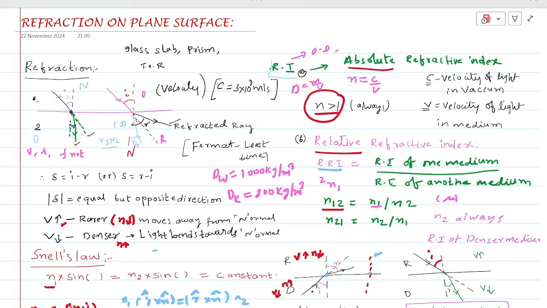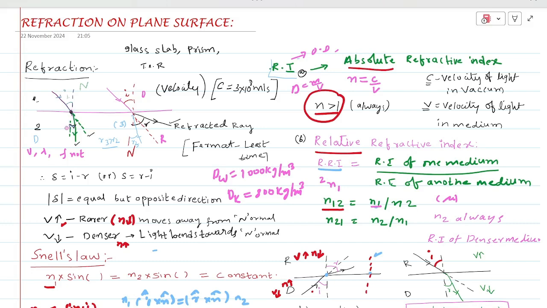Actually, the phenomena of refraction, reflection and rectilinear propagation are explained by Newton's corpuscular theory. That means light is considered as a particle. So refraction is an attraction phenomenon of particles.